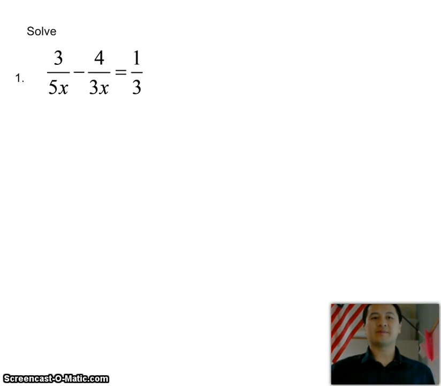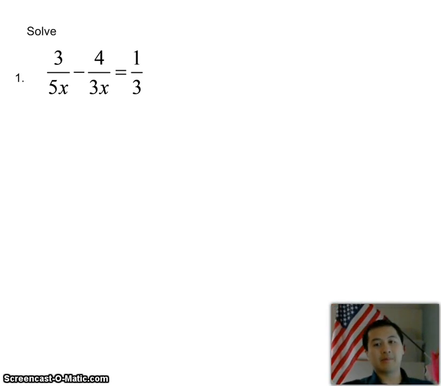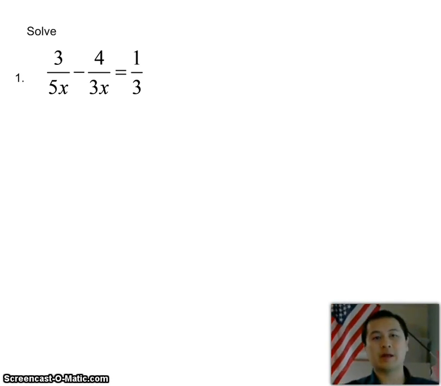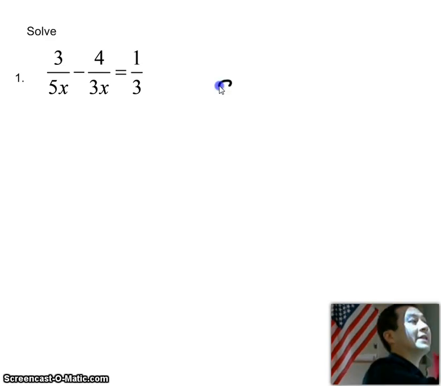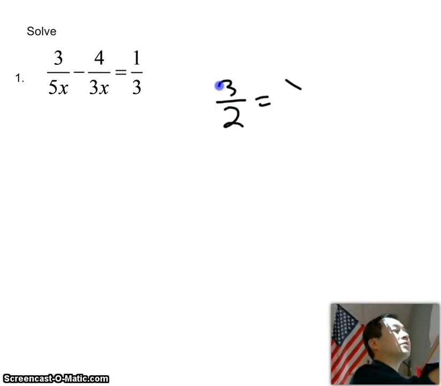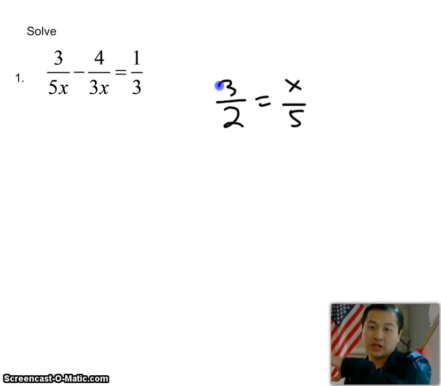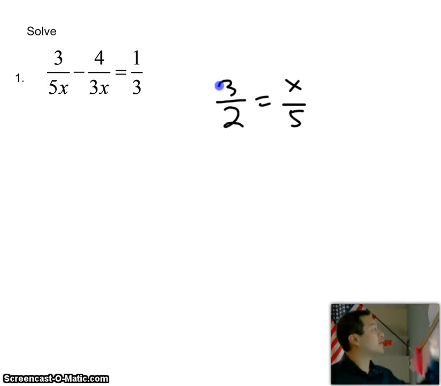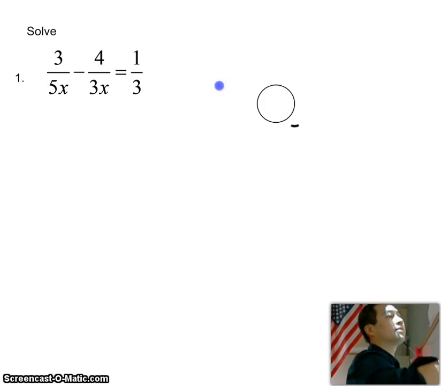So today you're going to learn something new. You're going to learn how to solve with multiple fractions. Yesterday you learned how to cross multiply and solve, but this one's a little more complicated. You can't really cross multiply here, because when you cross multiply, let's say 3 over 2 equals x over 5, you can if a fraction equals a fraction. But this one you can't, because you have a fraction minus a fraction equals a fraction.